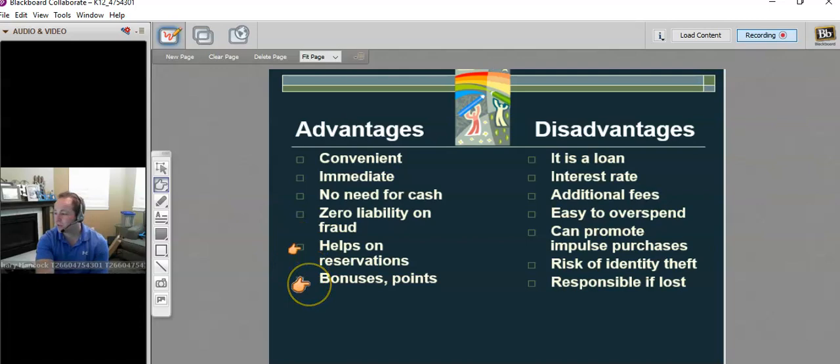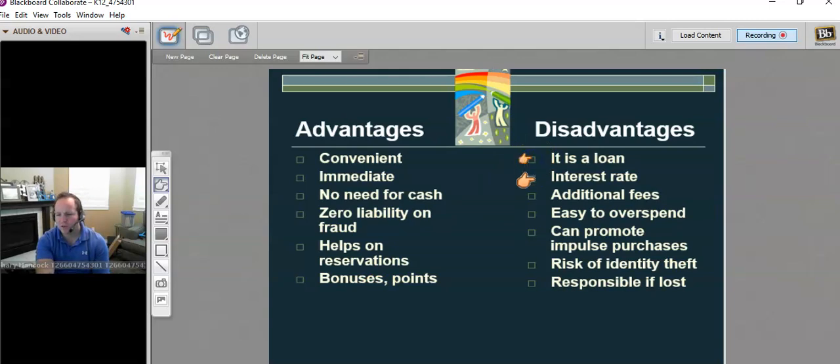It also helps with reservations, so if you ever want to get a hotel reservation, you can also gain bonus points. I have a travel rewards card where I have so much money, so my wife and I can go out somewhere and travel.